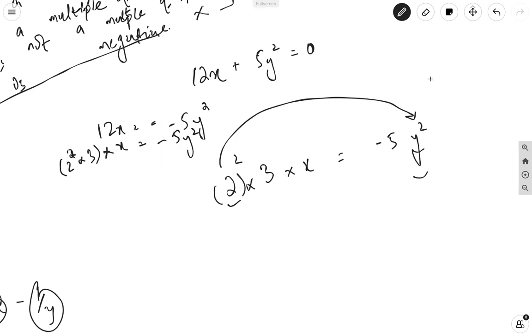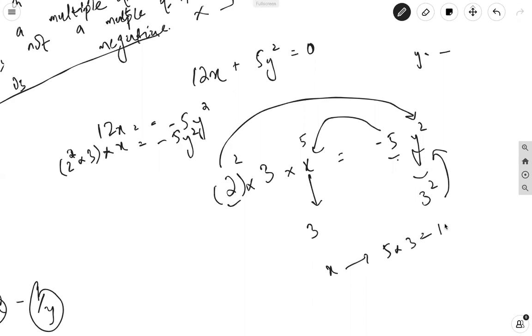And in the question, it is said that y is an integer, so inside that there must be 3 square. So there should be at least one 3 in this, so x contains at least one 3. Now there is 5 on the right side. To accommodate 5 on the left side, there must be 5 inside x. So x must contain at least 5 and 3, so it must be a multiple of 15.